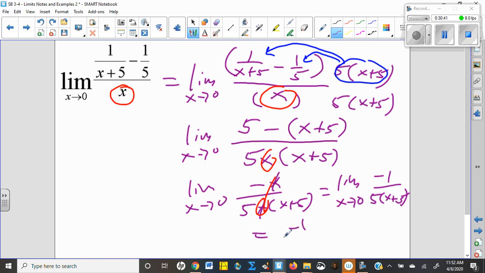I'm going to plug my 0 in. Okay, so negative 1. What's 5 times 5? 25. Negative 1/25 is your answer. Graph it and confirm that you're really, really close to 0 when this function approaches 0. Negative 1/25 is like 0.004. Okay, or 0.04. Sorry, 0.04. Negative 0.04.